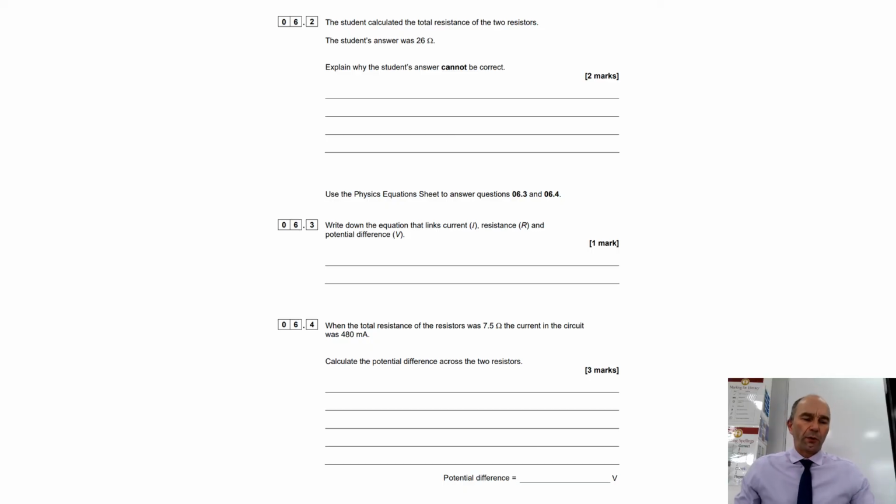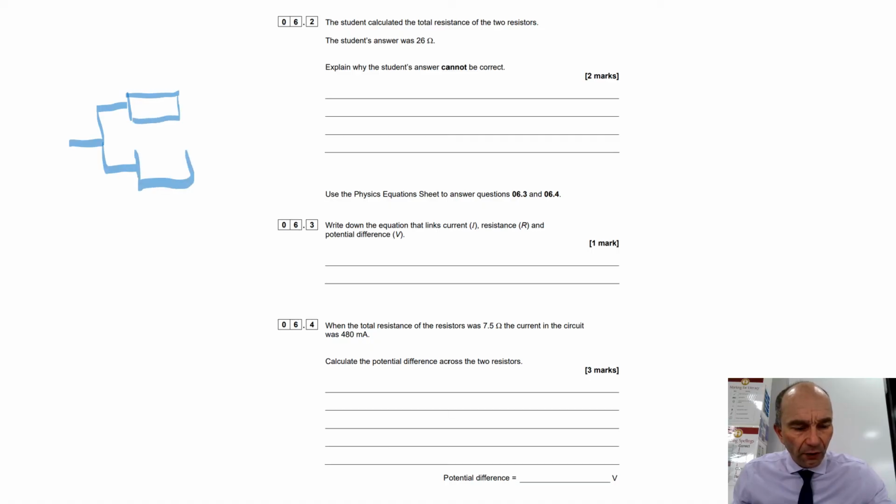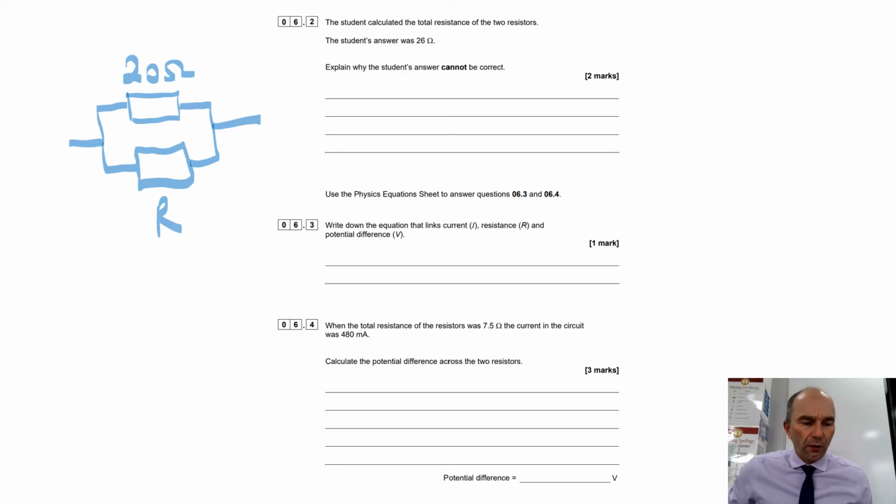Now in question 6.2, the student calculated the total resistance of the 2 resistors. The student's answer was 26 ohms. Explain why the student's answer cannot be correct. Just to remind you, on this particular part of the circuit, the resistors are in parallel. That's the important point to remember. So we've got a 20 ohm resistor, and we've got resistor R that we don't know about.